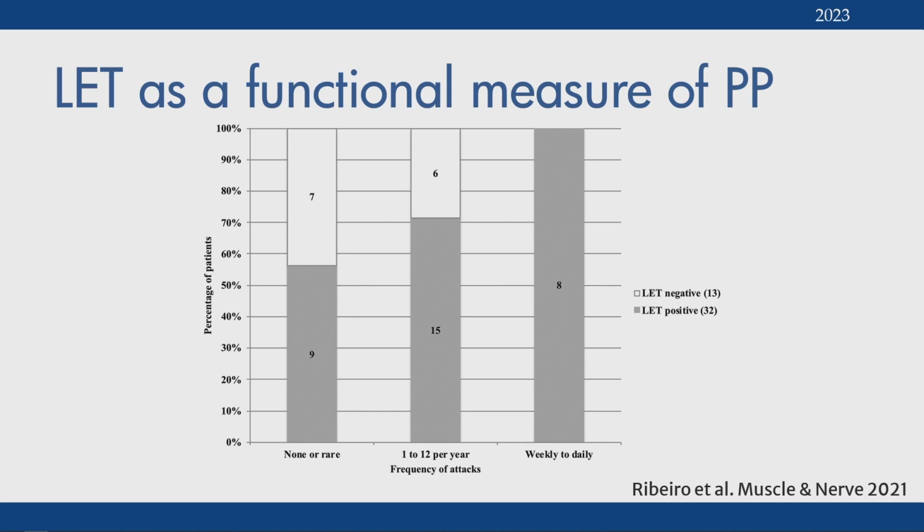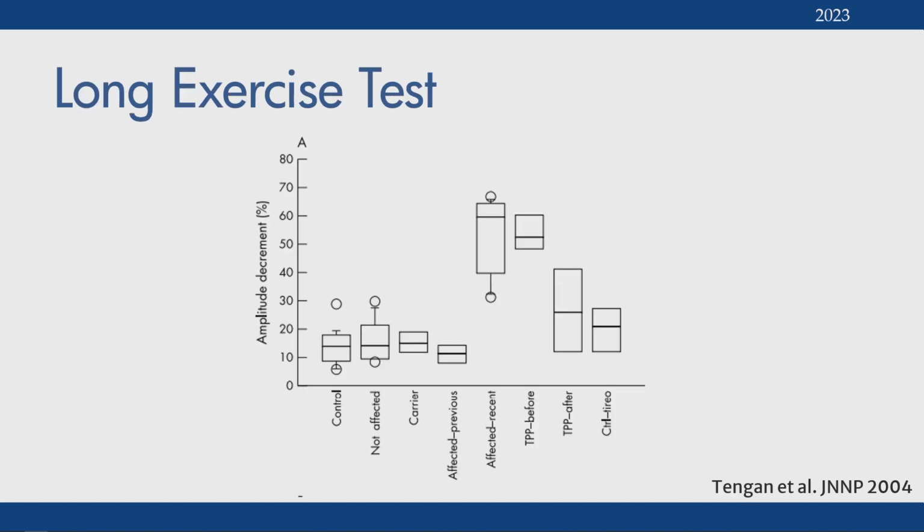This was from monthly up to a couple of times a year, and about 70% of those were positive. So 30% of genetically confirmed periodic paralysis patients were negative, and here it's around 50% with patients who have infrequent attacks or haven't had an attack. That has also been shown in a separate study from an independent group. Again, patients who had a recent attack have a positive long exercise test, but those who haven't had a recent attack look similar to controls.